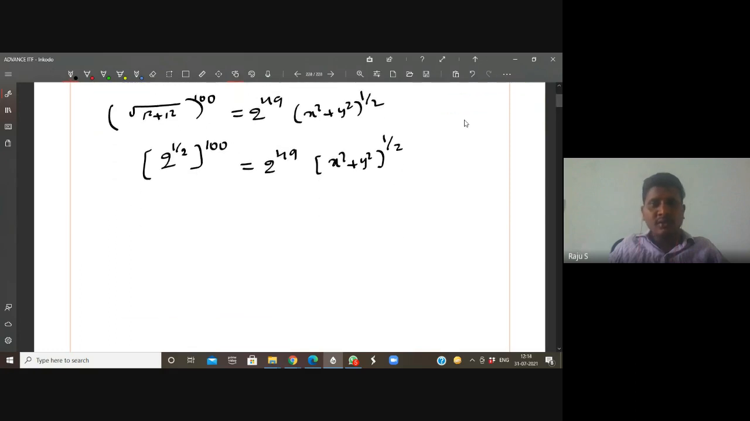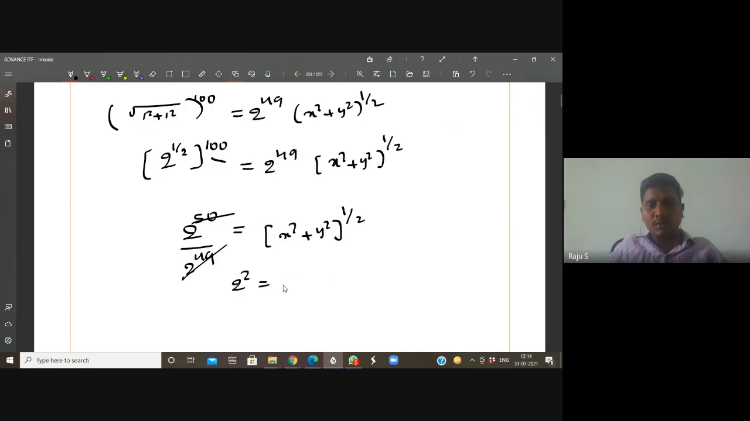Clear, students? Right. So the left side is 2 to the power of 50, equal to 2 to the power of 49 times the rest. You can cross multiply. When I cross multiply, 2 to the power of 50 divided by 2 to the power of 49 gives 2, which is equal to x square plus y square all to the power of 1 by 2. Squaring on both sides, 2 square is equal to x square plus y square. So the value of x square plus y square is 4.